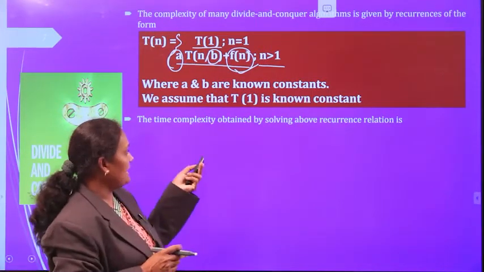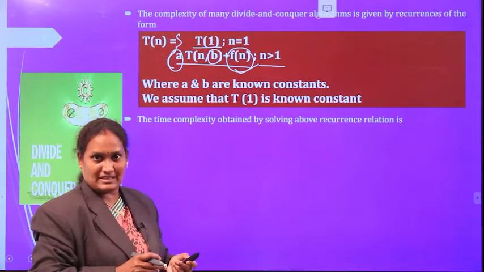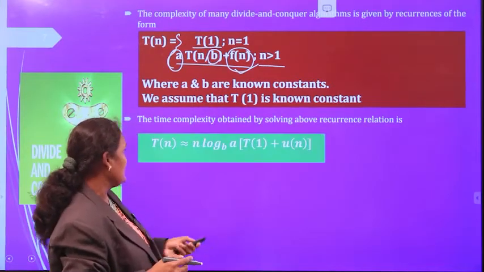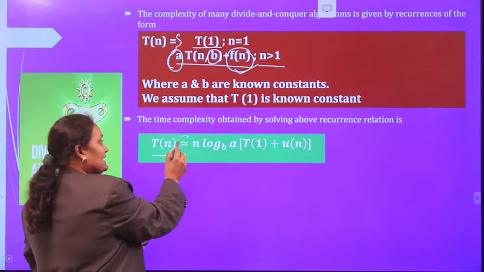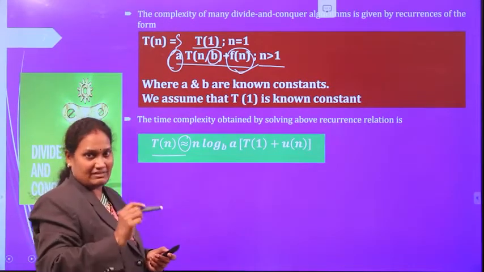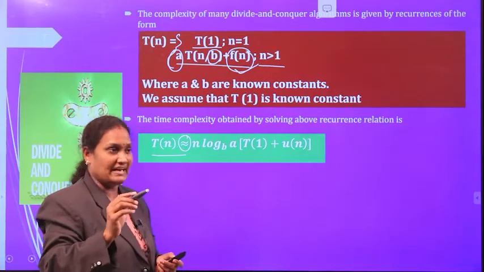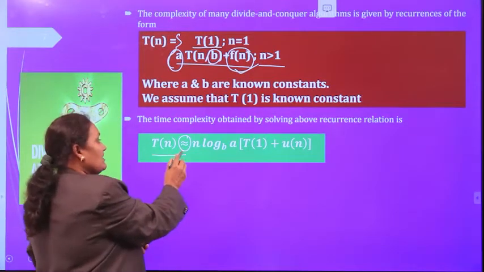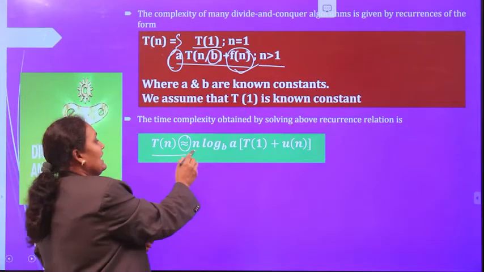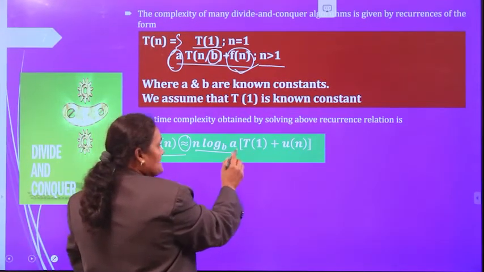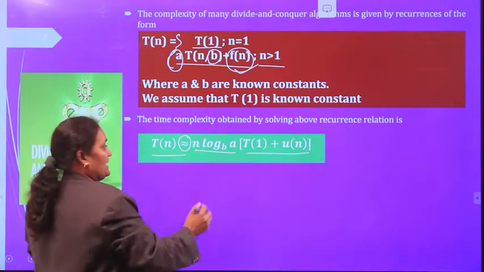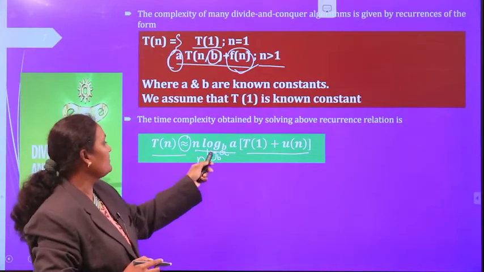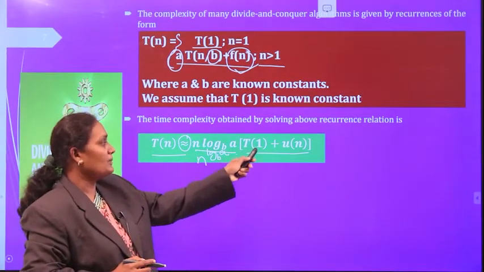Now, by solving this recurrence relation, we will get the time complexity as T of n identically equal to... here we call this identically equal to, because we never represent the time complexity as directly equal to. We give approximation values. So that's why we always represent it as identically equal to n power log a base b into T of 1 plus u of n.